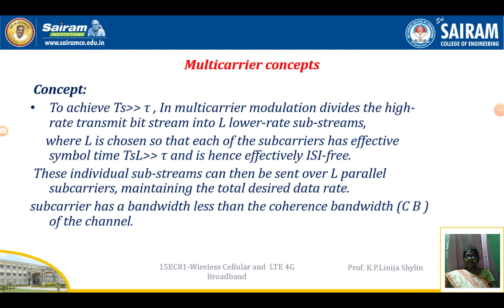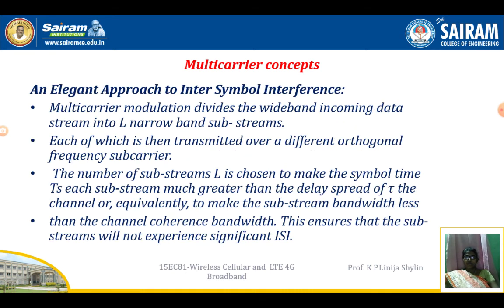Followed by that, the next thing is the reduction of intersymbol interference. One effective approach we take is dividing the wideband incoming data stream into L narrowband substreams, which are then transmitted over different orthogonal frequency subcarriers. Each symbol time Ts should be greater than the delay spread tau, so that the substream bandwidth will be less than the coherence bandwidth.